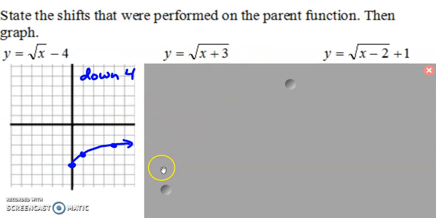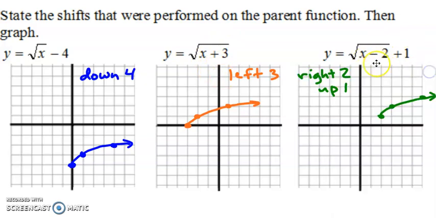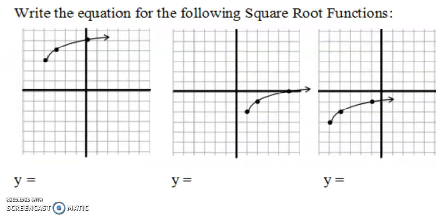This one here, give that one a try, and we get left 3. So we've shifted the whole thing left 3 because it's plus 3 on the inside and it's opposite. And then our last one, minus 2 on the inside is opposite, so we go to the right 2, and plus 1 on the outside means we go up 1. Notice how all of these are going up and to the right.